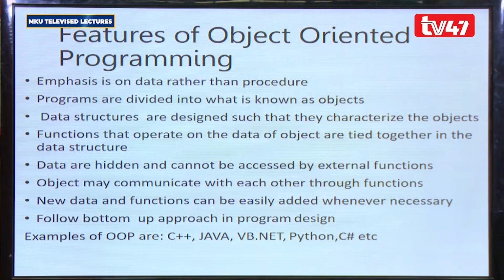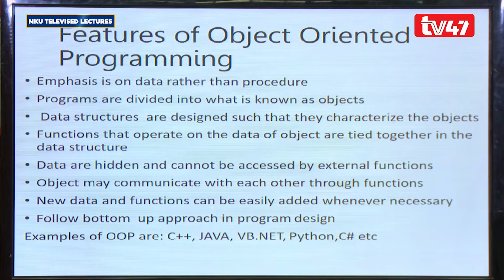So let's look at features of object-oriented programming. Which are the key features that normally stand out when you are talking about object-oriented programming? One of the key features is that object-oriented programming pays more emphasis to data rather than to the procedures. And of course, a key thing we have said is that it is all about being able to think about programming solutions in forms of objects. So programs are divided into what we call objects.